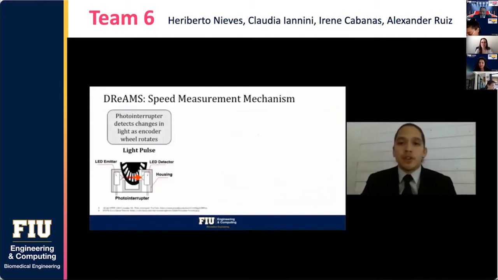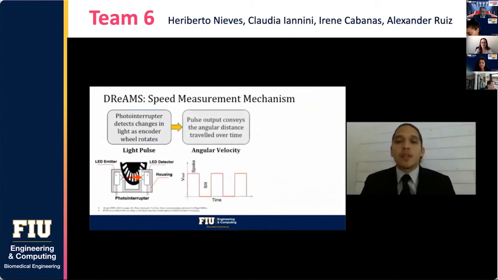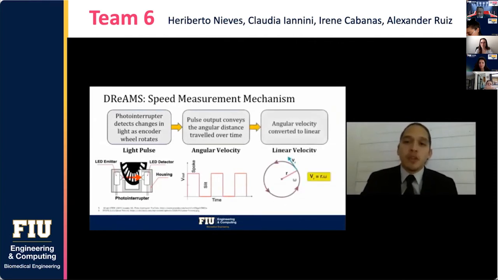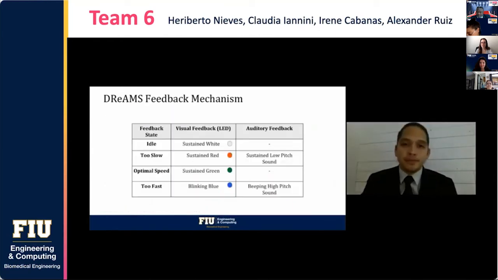Speed measuring occurs as the wheel rolls on the patient. Its spokes block the light to the photointerrupter's LED detector, which induces pulses in the voltage output. Using the wheel's radius and the number of spokes, the pulses recorded are converted to an angular velocity and then to linear. This table shows the different feedback states for each of the velocity conditions.